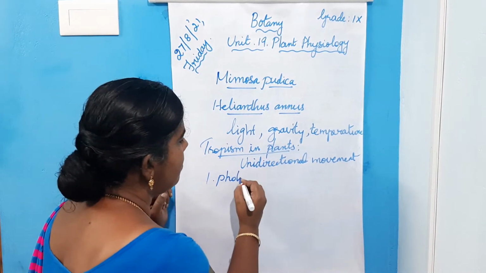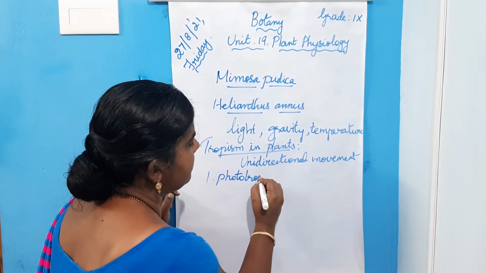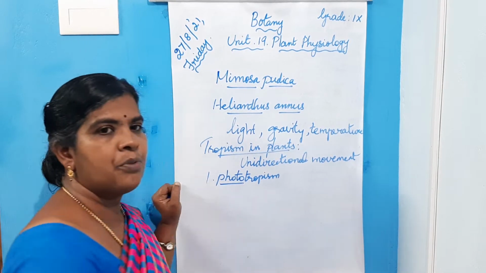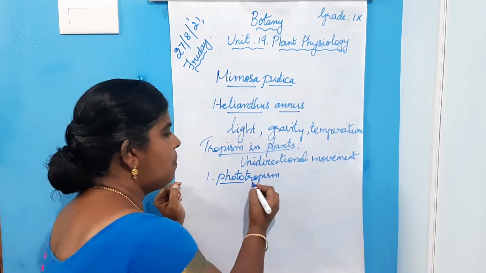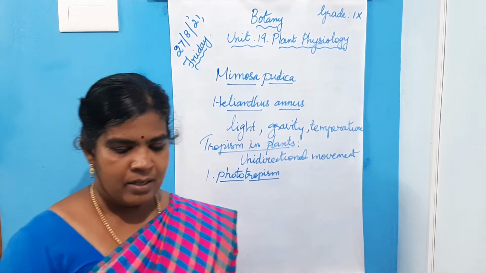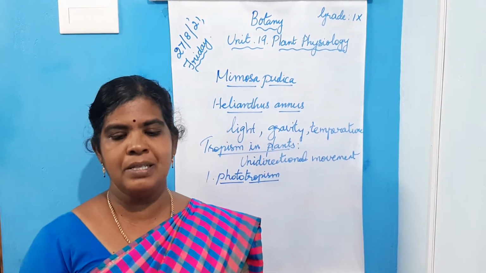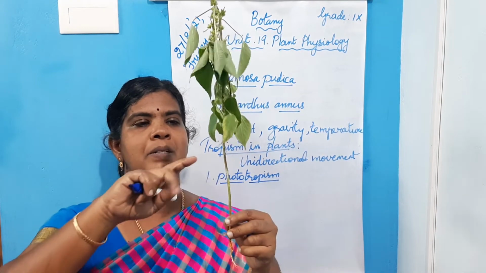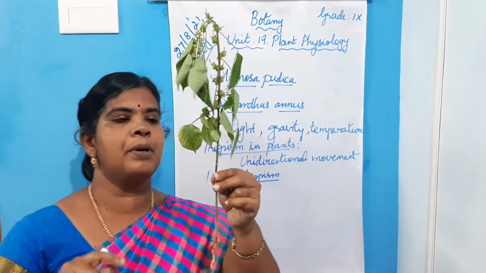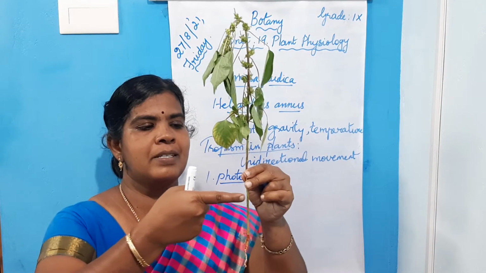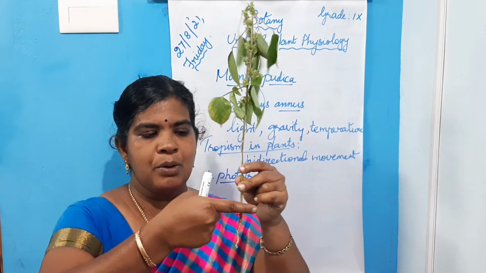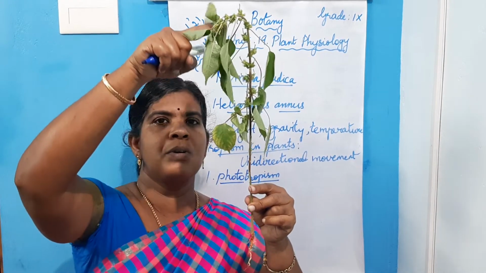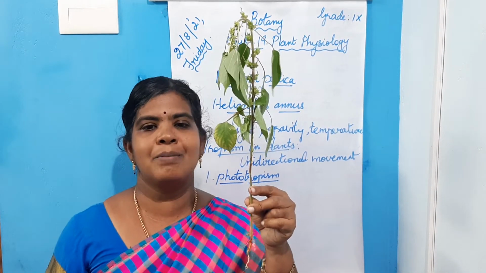First one is phototropism. You all know what photo is. Photo means light. Tropism means movement. You all know the parts of a plant body. Every plant consists of two important parts. The part which is present below the soil level is the root system, and the part of the plant which is present above the soil level is the shoot system.